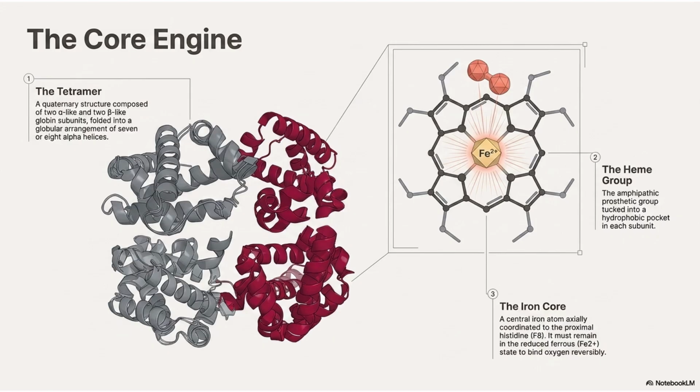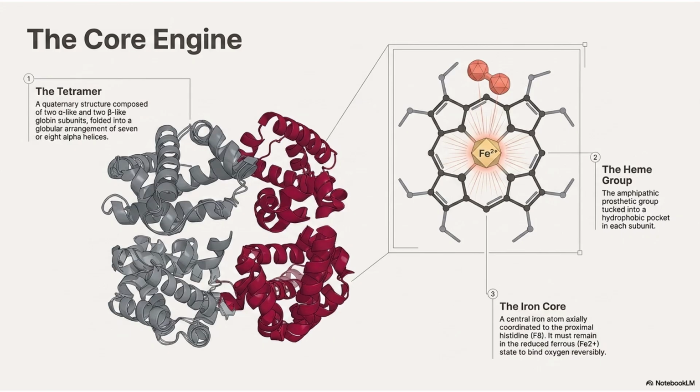Notice that the iron shown here is in the ferrous or Fe2+ state. This specific chemical form allows oxygen to bind reversibly. If the iron is oxidized into the ferric or Fe3+ state, oxygen can no longer bind effectively. Later in this presentation, we'll see how that leads to a condition called methemoglobinemia.